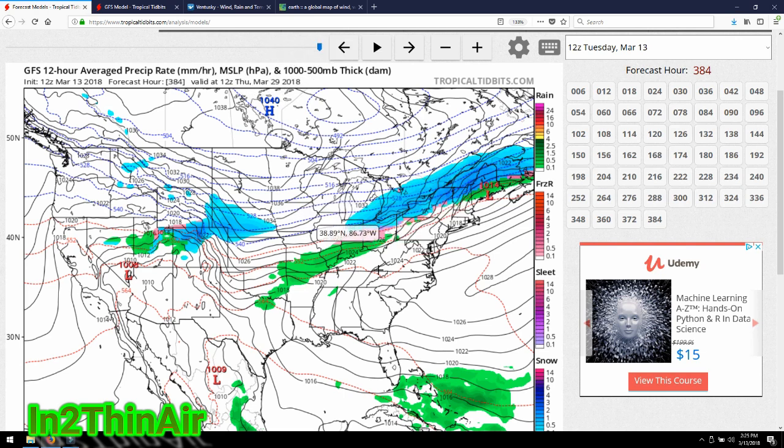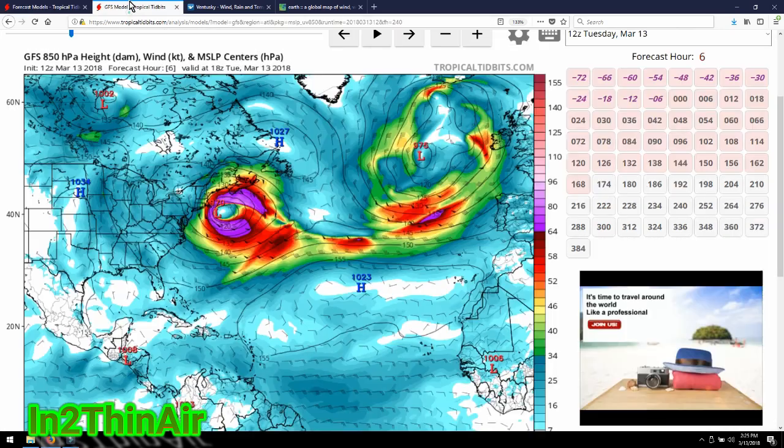March 29th, that would be the same exact time that we are about to push into April 1st. Again, Easter is on April Fool's Day this year, Sunday, April 1st. So look at this, low pressure, low pressure, low pressure. All the signs are there.